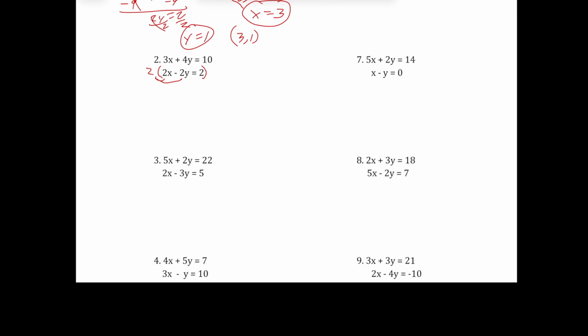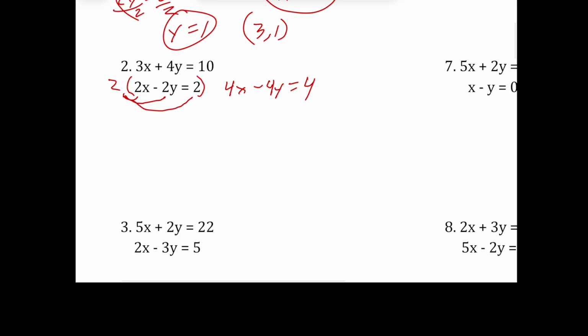Well, can I make a 4 say 3? No. Can I make a 3 say 4? No. Can I make a 5 say 1? No. Can I make a 1 say 5? Yeah, I can. This one is just going to pop out as I'm going to multiply by 5. And I'm going to get a positive 5y and a negative 5y. Watch. 15x, negative 5y, equals 50. And on top, I'm going to get a 4x plus 5y equals 7.